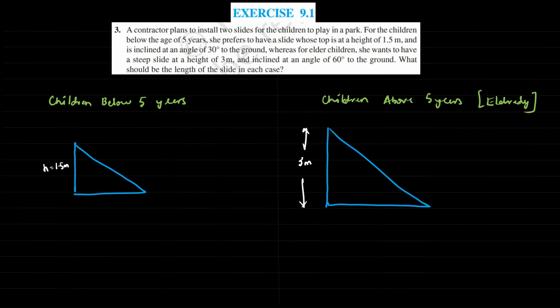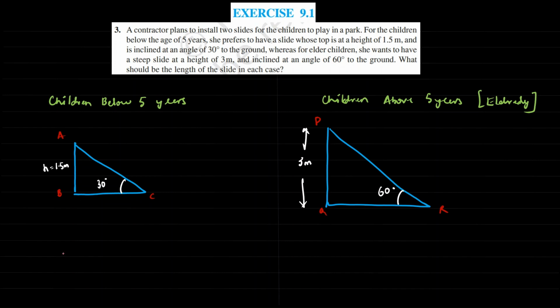Whereas she wants to steep at 33 meters, incline at 60 degrees. So the angle over here is 60 degrees, and here the angle is 30 degrees, right? What should be the length of the slide in each case? So let me start by considering this as A, B, C, and P, Q, R.